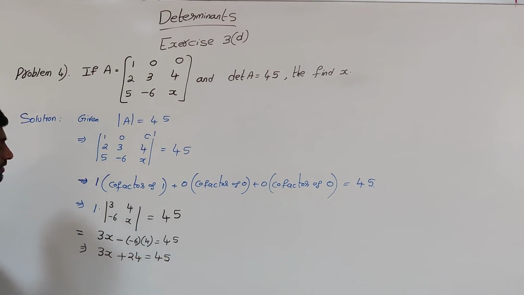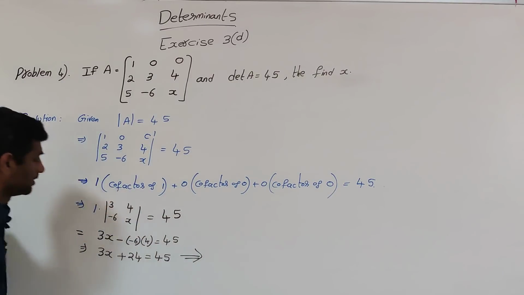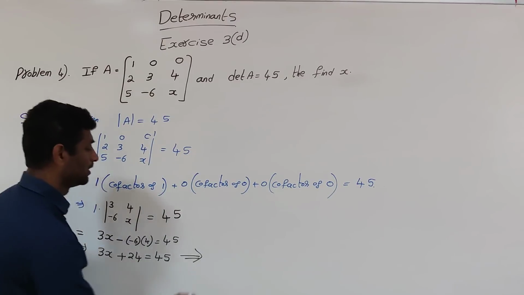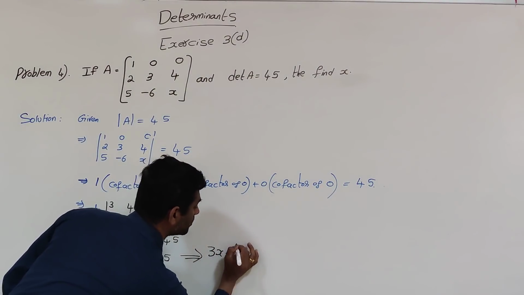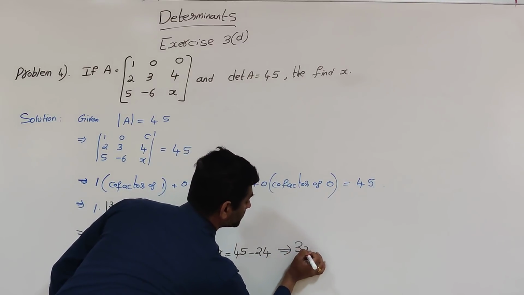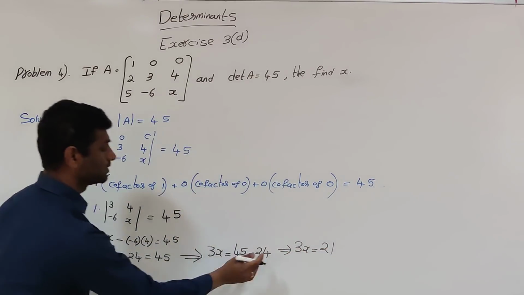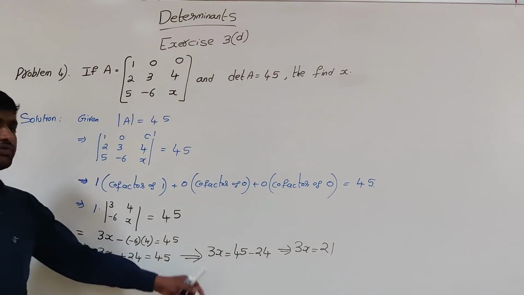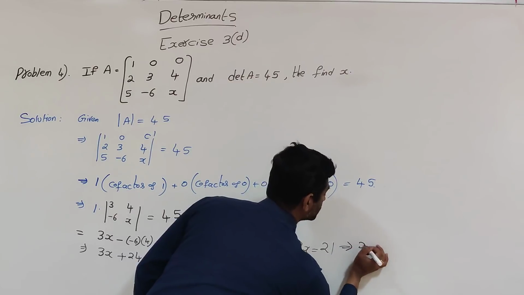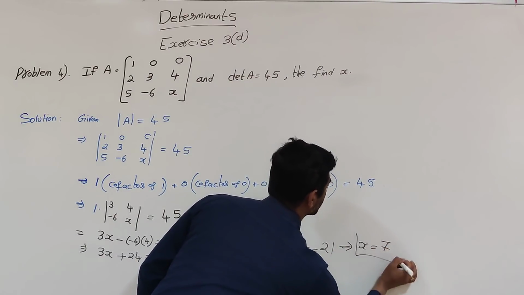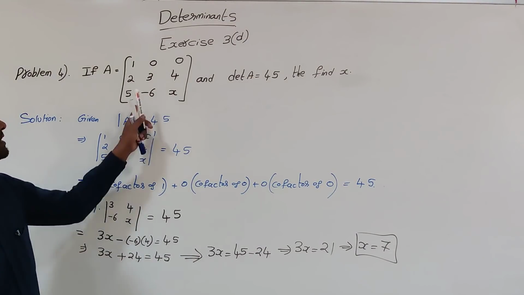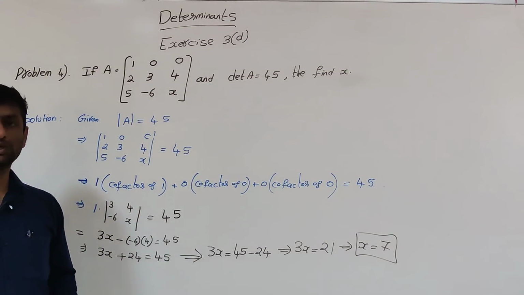Now 3x plus 24: if you take the 24 to the right hand side, it becomes 3x is equal to 45 minus 24, which implies 3x is equal to 21. So 3x is equal to 21 means x is equal to 7. So the element is 7 in the 3 by 3 matrix. Now the next question.